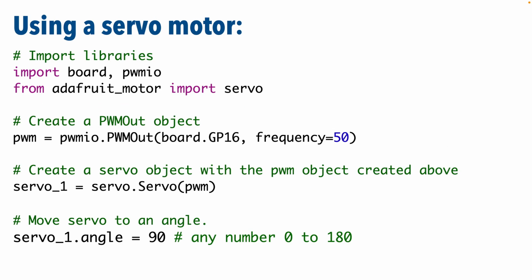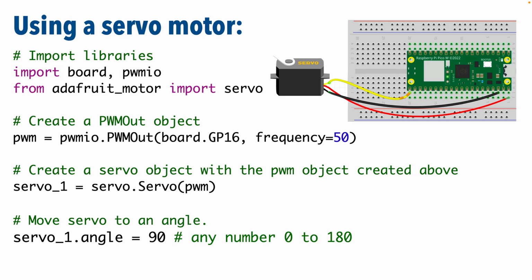When you work with a servo, you'll need to import the libraries board, pwmio, and from adafruit_motor, import servo. Now, servos are output devices because we send information out from the Pico and into the servo, and these objects work with PWM signals, so we need to create a PWMOut object. We mentioned PWM in an earlier lesson. PWM stands for pulse width modulation, and it sends a series of repeating pulses of variable width that control a device. Servos use 50 pulses per second, or 50 hertz, so 50 is the frequency we're going to use.